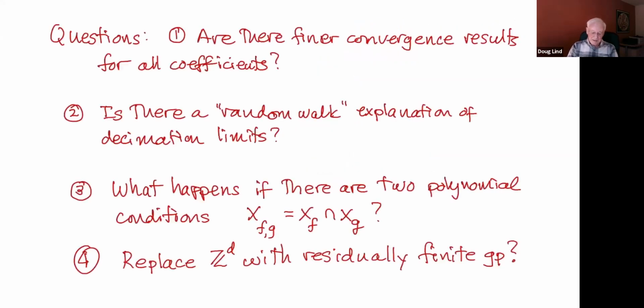Another question is, what happens if you have two polynomial conditions, f and g, and here entropy is 0. You kill off the entropy, and I think if there is a theorem, you should probably decimate along subspaces rather than in the entire lattice. And finally, a question is whether you can replace Z^D with any residually finite group. Certainly the questions make sense, and you might actually get some interesting questions.